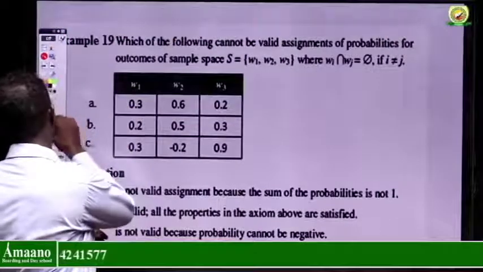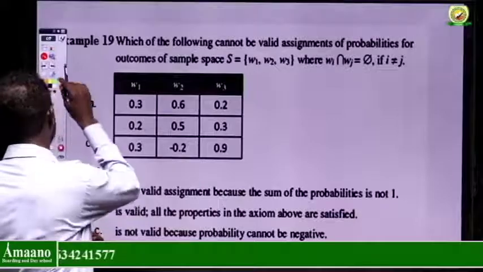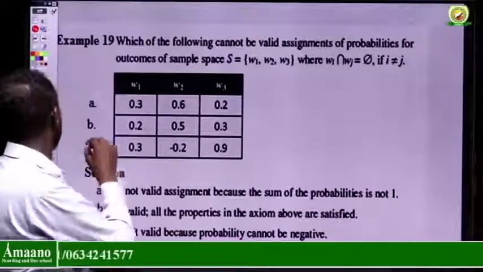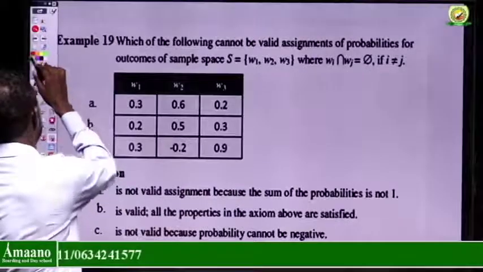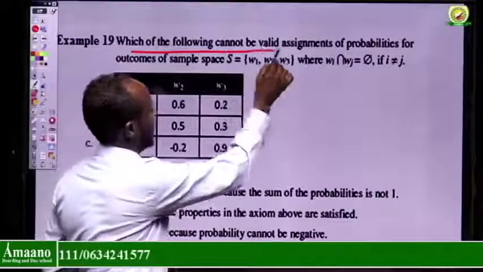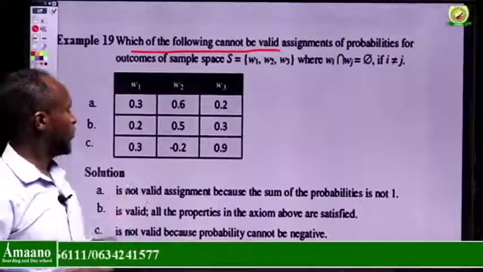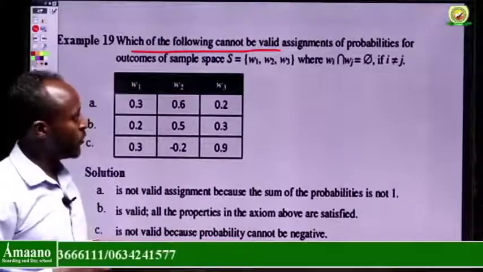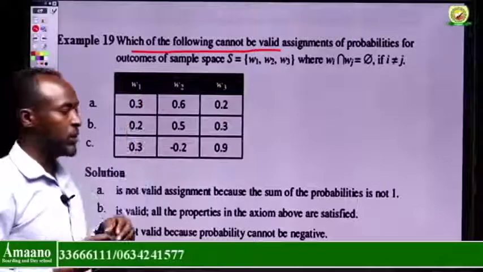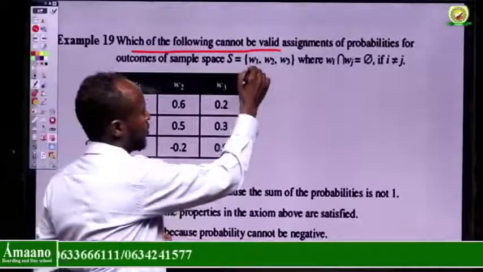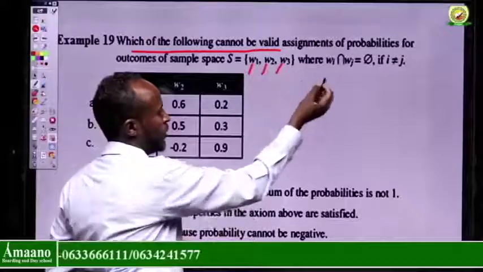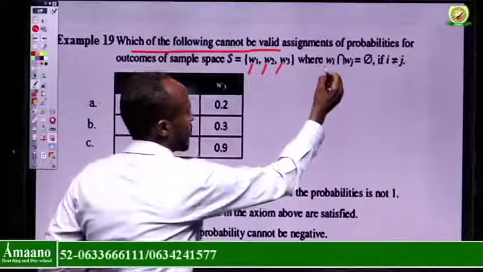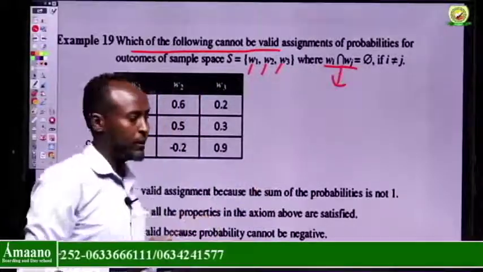This is one review question from our previous material. Look at this example: which of the following cannot be a valid assignment of probabilities for outcomes of sample space W1? As we did it earlier, we'll do it again. This sample space consists of W1, W2, W3. They are mutually exclusive events. They cannot occur at the same time as long as they are not sharing any elements.